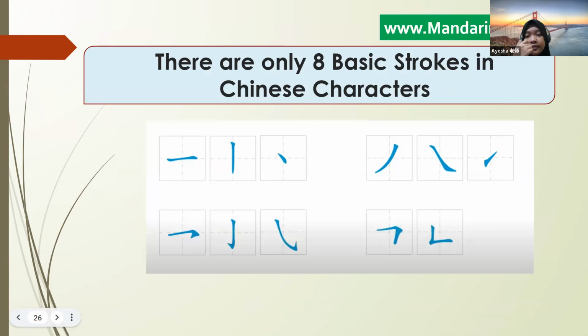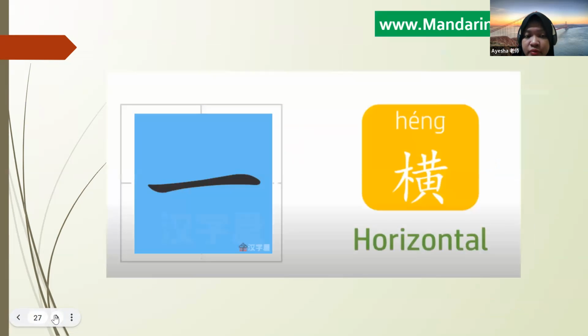Now let's learn some basic strokes in the Chinese characters. Some basic strokes are these, pretty much 8 basic strokes. Very simple, right? You can see it here. Now let's look at how you write some of these.